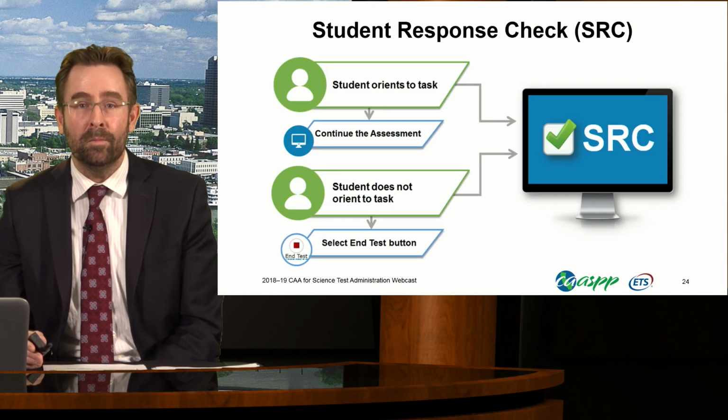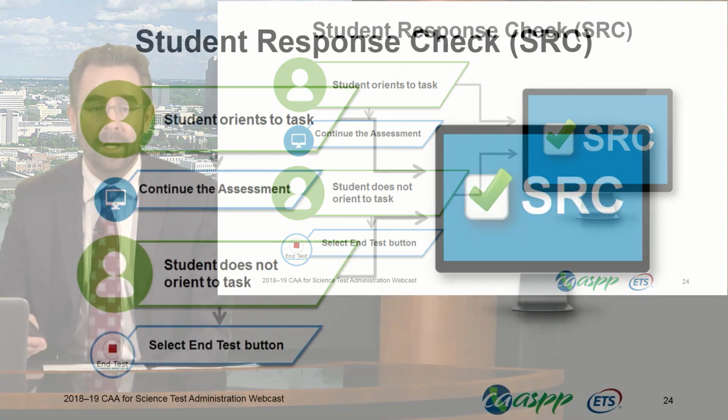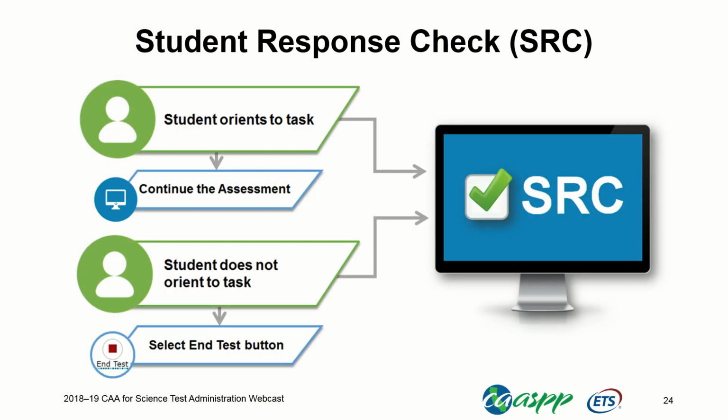So now let's talk a little bit more about the student response check. The purpose of the SRC is to confirm that the student has a consistent and observable way of indicating responses to the test examiner for the test questions, and that they are orienting to the task. Typically, the test examiner should already know the student's response mode before testing. Test examiners should be familiar with the student and should establish what that response mode will be prior to testing.